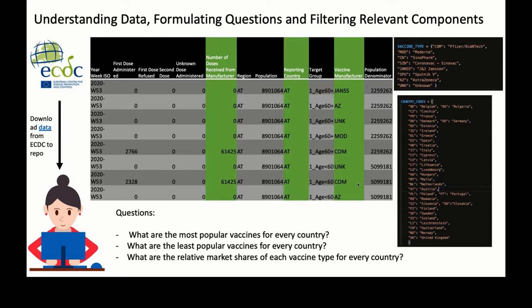But as I've mentioned, when it comes to these three questions, there's only so many columns that are really relevant. And the three that I want to care about are the number of doses received from the manufacturer, which is the first green column, the reporting country and the country that received the doses, which is the second green column, and then finally the type of vaccine, which is the last column. So with those three columns alone, I should be able to answer these questions.